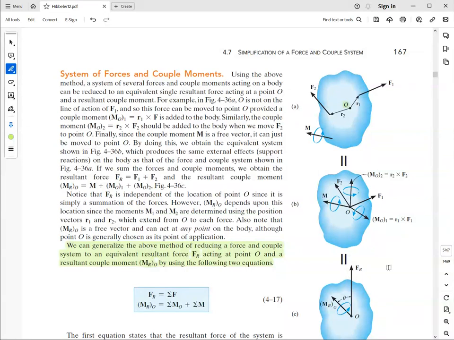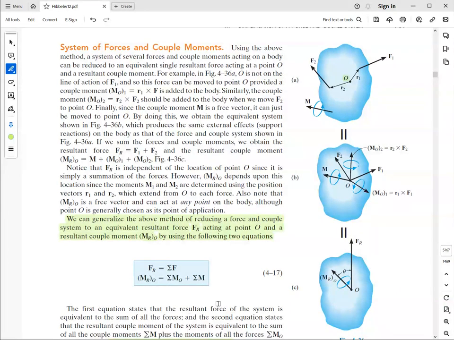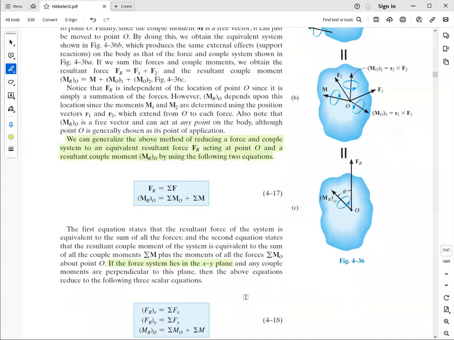Okay. Now, if forces are concurrent at a point, then as we learned earlier, it's the Varignon principle. So the moment of the individual forces taken together is going to be the moment of the resultant. Okay, so yeah, these are the equations that summarize what I said.